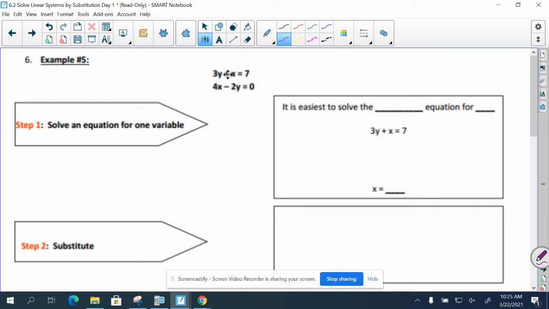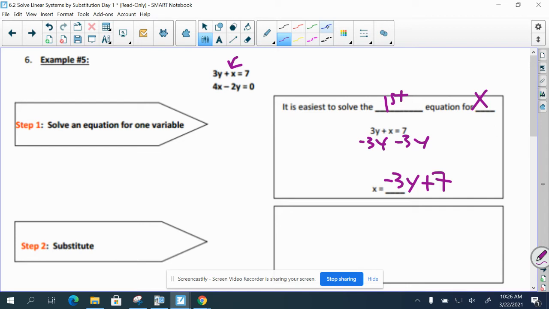All right, and then let's do another one where you have to solve. So for this example, I would solve for x in the first equation. You can either solve the first equation for x because it's by itself. So I'm going to subtract 3y. So you get x equals negative 3y plus 7, or you could do 7 minus 3y, it doesn't matter.